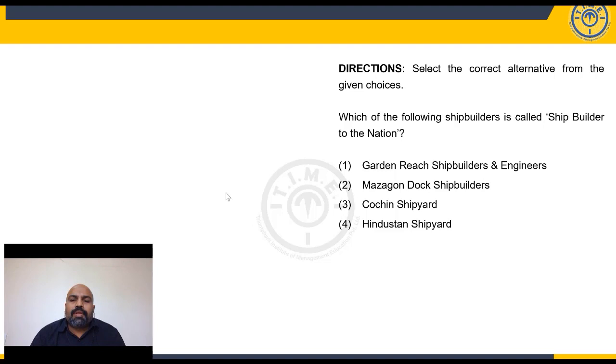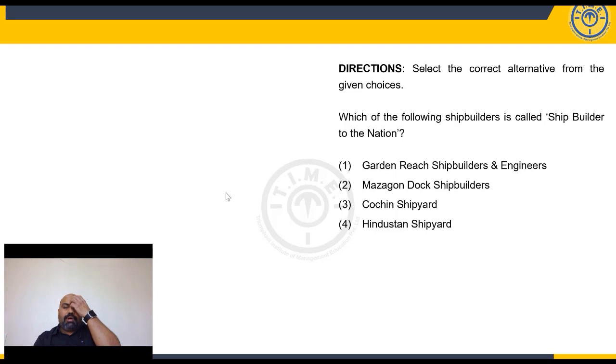Okay, number 2. Jawaharlal Nehru Port Trust, JNPT, Mumbai. In Mumbai, there is another port. Number 3, Mumbai Port Trust. Number 4, Marmugao, M-O-R-M-U-G-A-O, Goa.